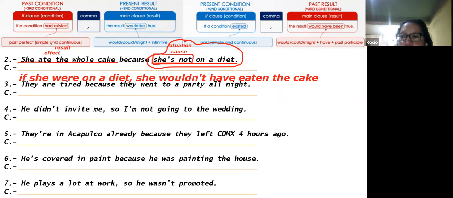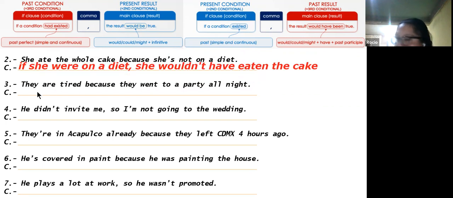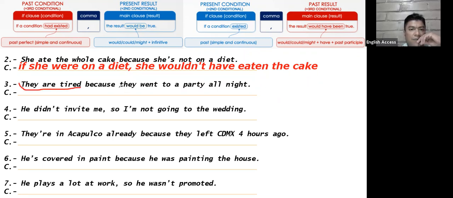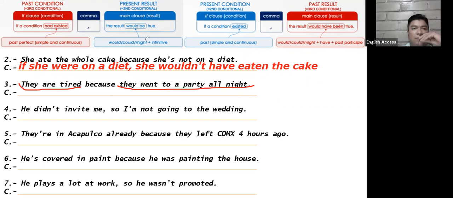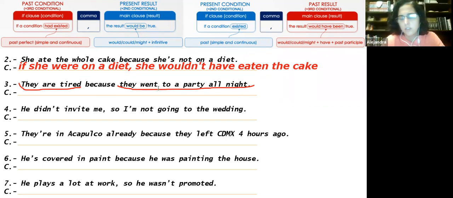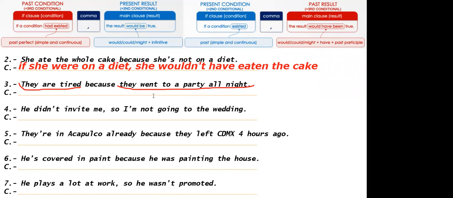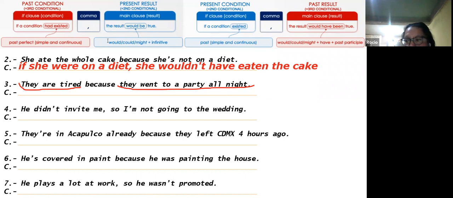Let's look at the other sentence. Let's go for number 2. They are tired because they went to a party all night. Cause and effect. What is the cause? What is the situation? They went to a party all night. That is the cause. And what is the result? They are tired.